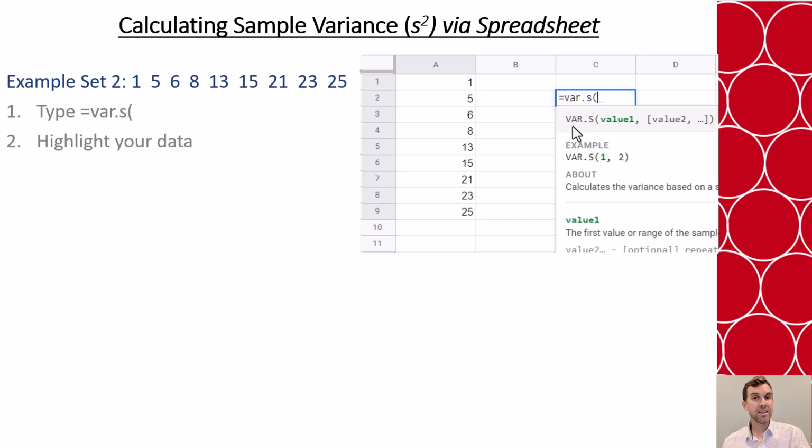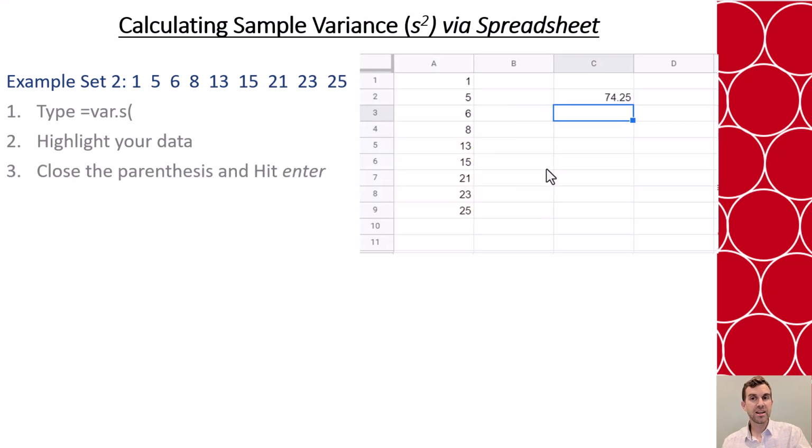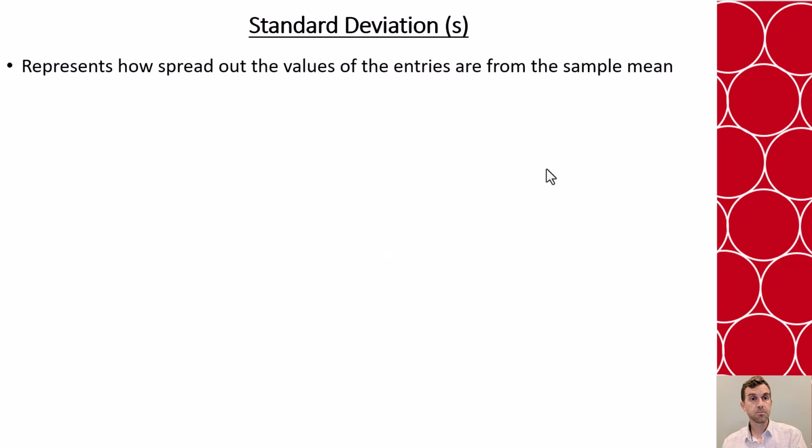Now I'm going to highlight all my data. And I should see the cells A1 colon to A9. I could manually type that in, but highlighting is often a pretty nice thing to do. I'm going to close my parenthesis and hit enter, and that'll give me my variance. So the variance for set 2 is 74.25 units.